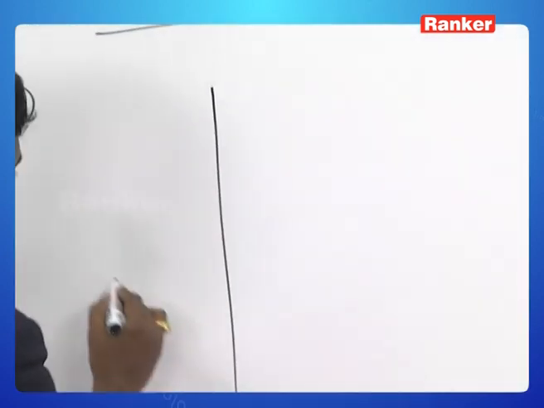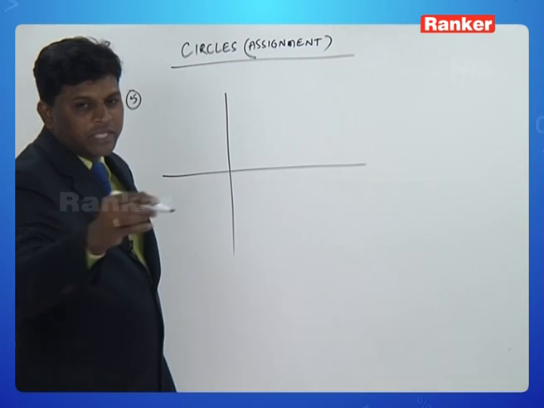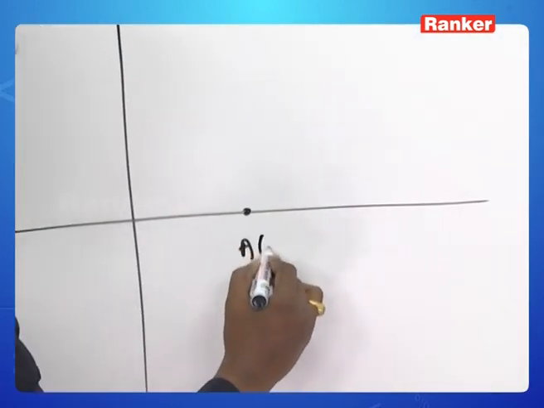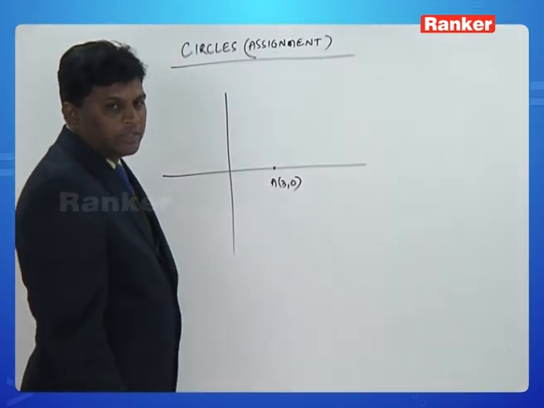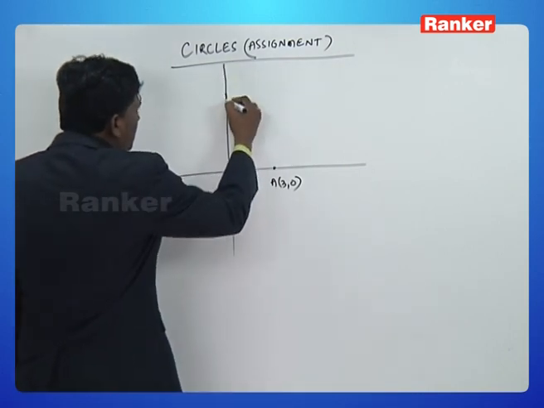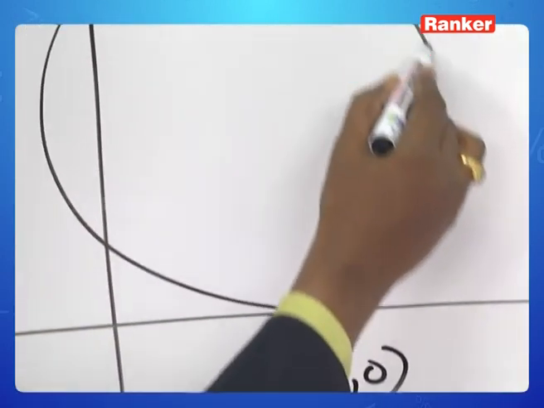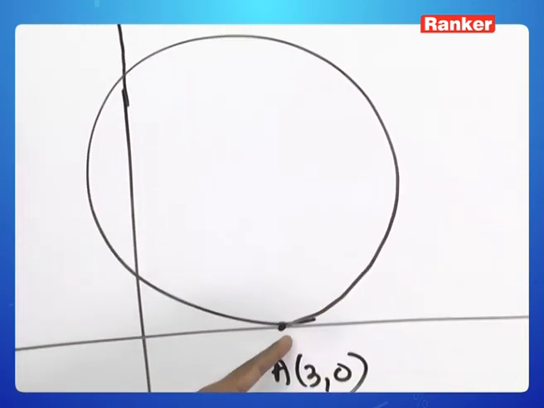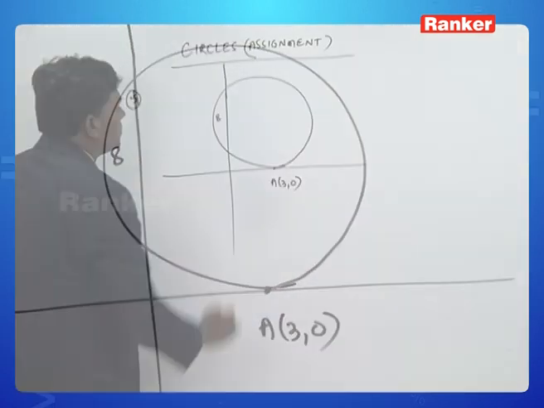According to the given conditions, here the circle is touching the x-axis at (3, 0). So let us locate the point A (3, 0) on the x-axis, and the circle is making an intercept of length 8 units on the y-axis. So as per the conditions given, we can draw one circle in this way, touching the x-axis at (3, 0) and making a y-intercept of length 8 units.